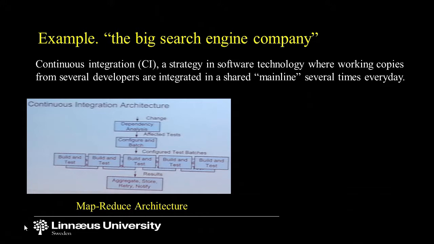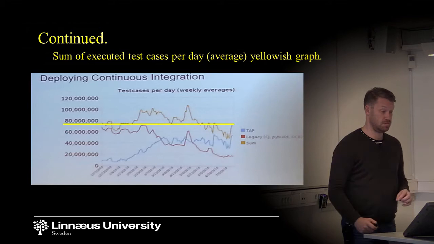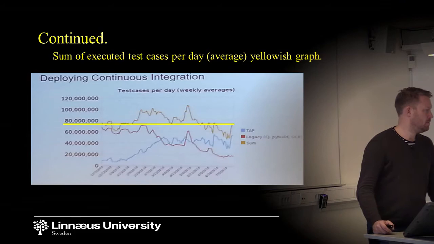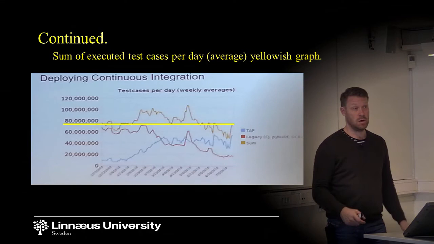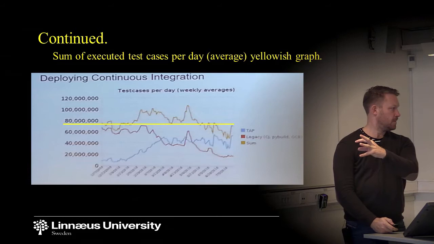Now we're talking about scale. How many test cases are typically executed? How much do they exercise per day? Well, here are some graphs, and it's not very important, but you can see that the numbers on the left-hand side are big. So what we're looking for is the yellowish graph, that one, and you can see where it ends up. Test cases per day, rough average, for this particular system here, 80 million test cases being exercised. Just to show you guys that this is not what we're used to. And these guys are not exceptional.